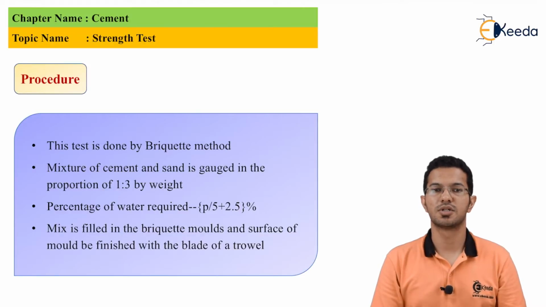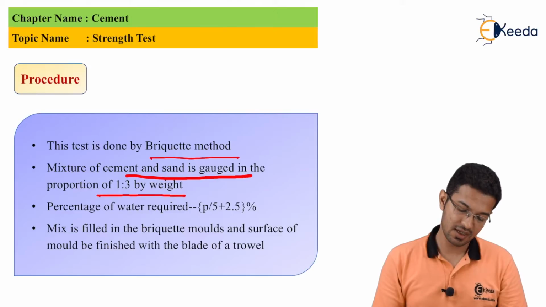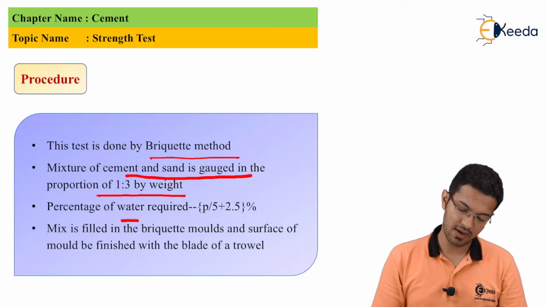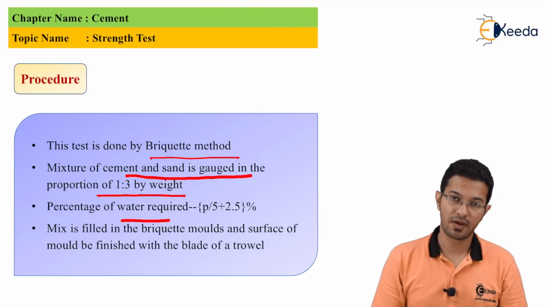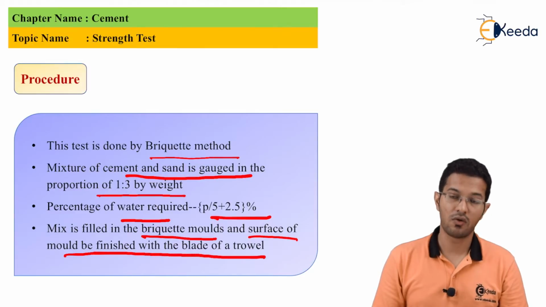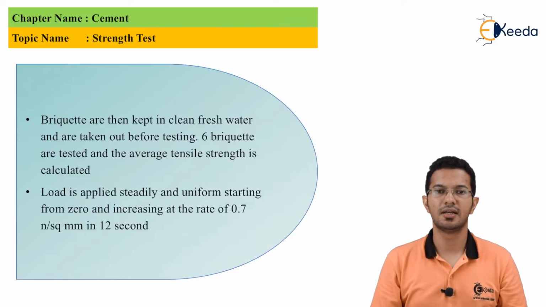Now let's look at the procedure. This test is done by the briquette method. The mixture of cement and sand is gauged in the proportion of 1:3 by weight. The percentage of water required is P/5 + 2.5%. The mixture is filled in the briquette molds and the surface of the mold is finished with the blade of a trowel. The briquettes are then kept in clean, fresh water and are taken out before testing. 6 briquettes are tested and the average tensile strength is calculated.